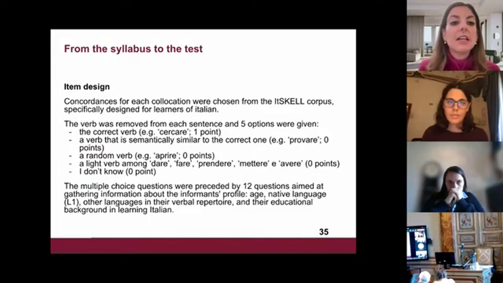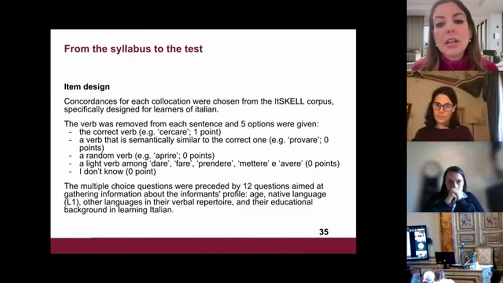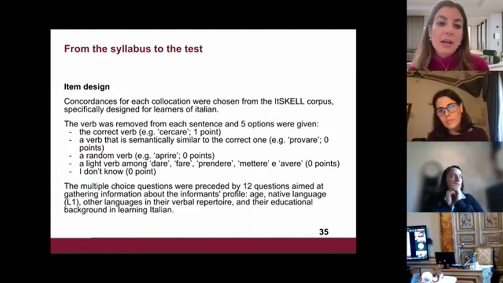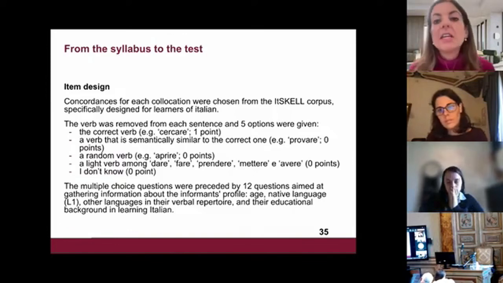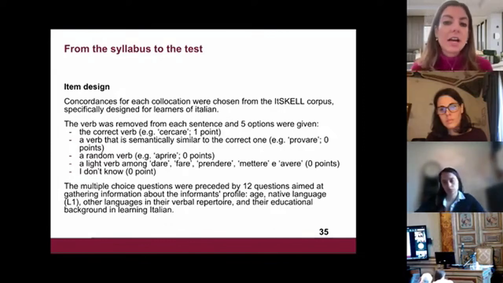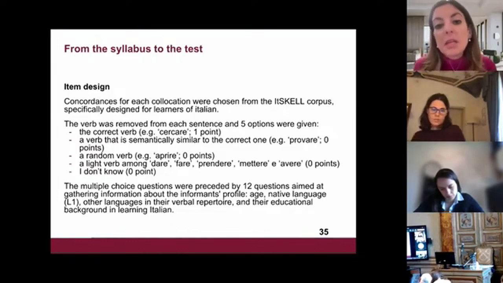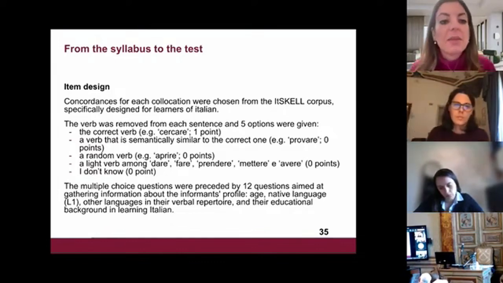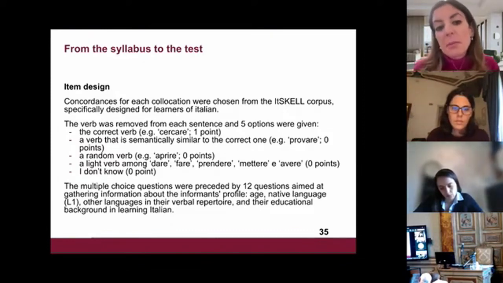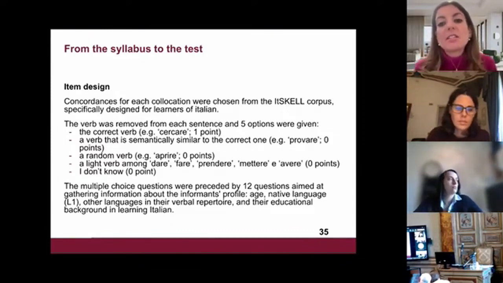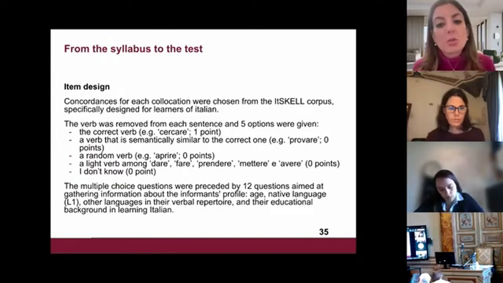For each collocation, we looked for the concordances in the ITSCEL corpus, the Italian Sketch Engine Learner corpus, that is specifically designed for learners of Italian. So the sentences were quite simple, so that comprehension shouldn't be a problem for test takers. The verb was removed from the sentence, and for each sentence, five options were given.